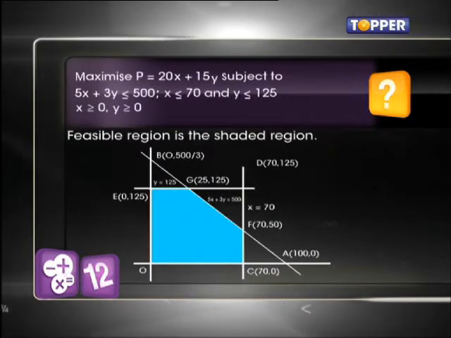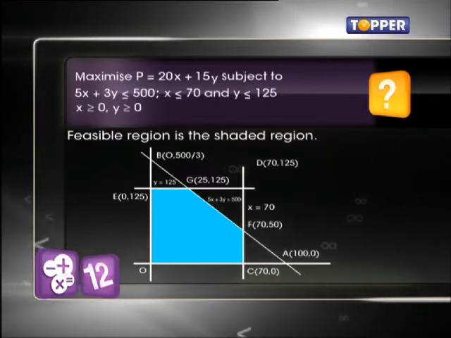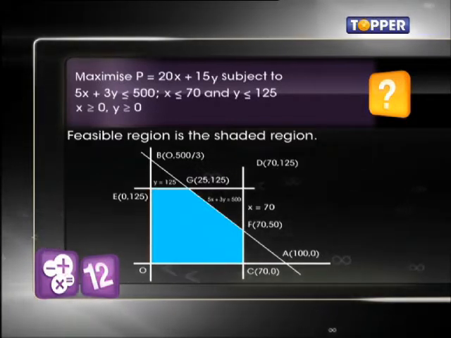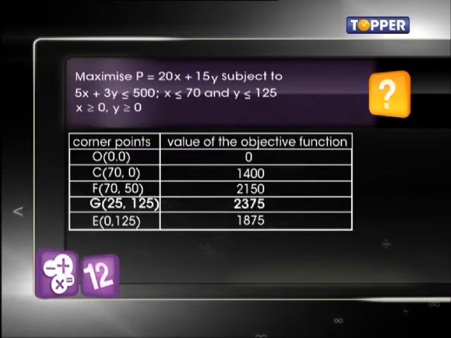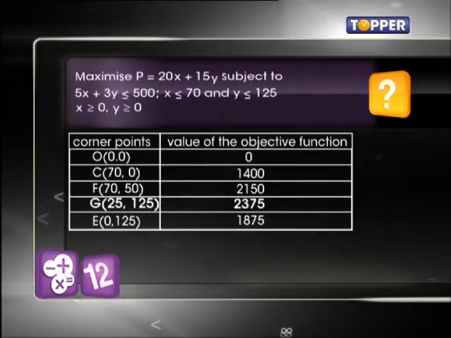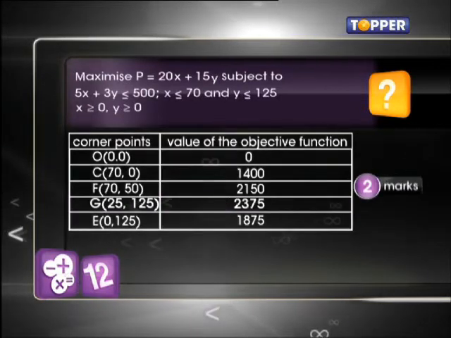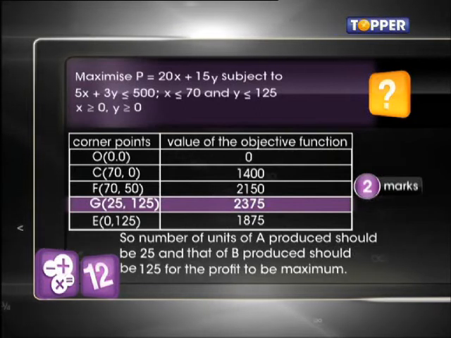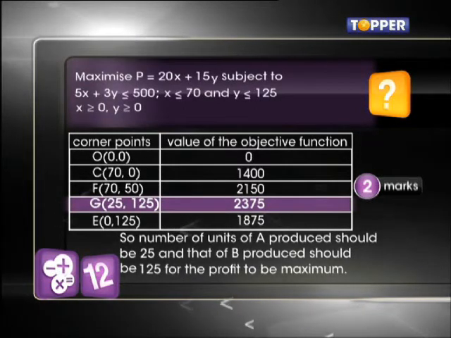This gives us the feasible region, which is shaded. Keep in mind that the feasible region is always a convex region. The corner points with the value of the objective function at each point are shown in the table below. Profit is maximum when X = 25 and Y = 125.